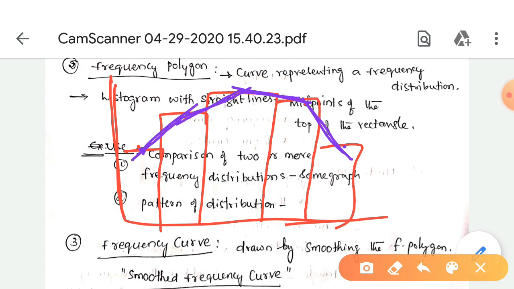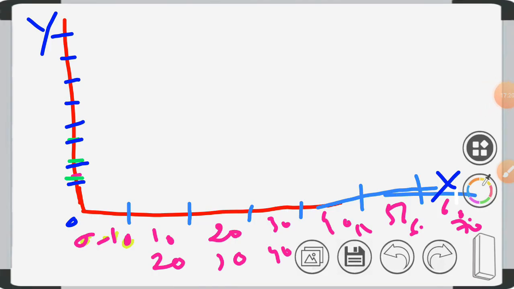Example now. Do you remember the previous problem? Did you note that down? Here is the same problem. The marks 0 to 10, 10 to 20, 20 to 30. 0 to 10 is 5, 10 to 20 is 7, 20 to 30 is 10, 30 to 40 is 15, 40 to 50 is 13, 50 to 60 is 10, 60 to 70 is 6. So here we can draw the frequency polygon now.